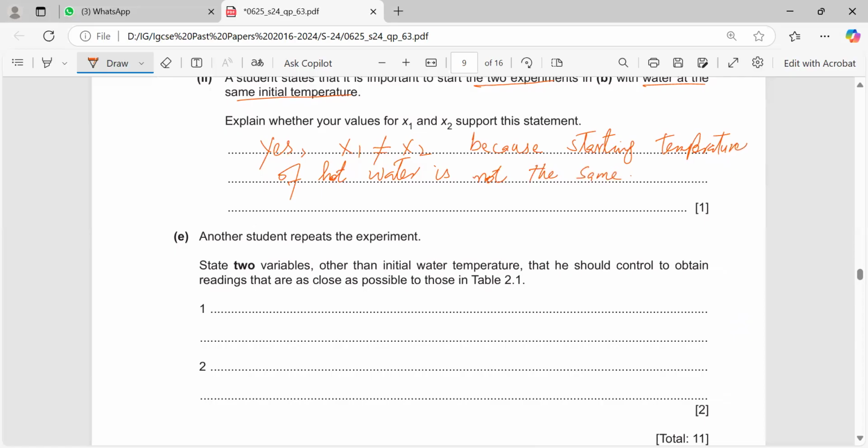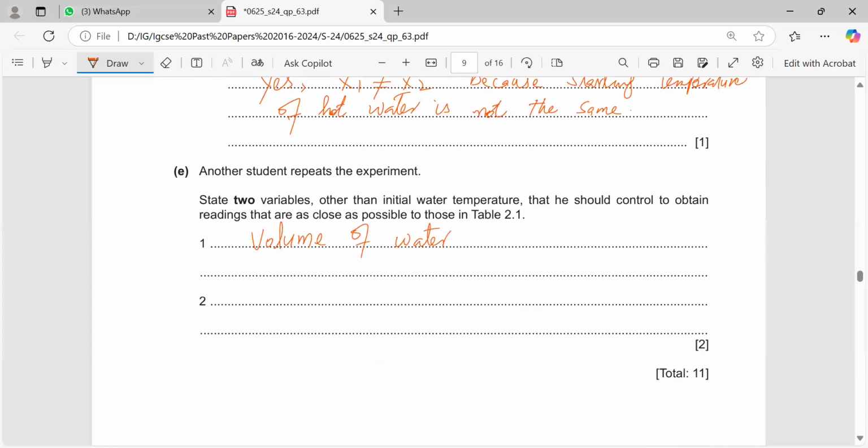State two variables other than initial water temperature that should be controlled to obtain readings as close as possible to those in table 2.1. Very simple: volume of the water, room temperature, even the surface area of the beaker, the size of the beaker. So I'm writing the formula one, very common: volume of water must be kept constant. Secondly, room temperature must be kept constant for the repetition of this experiment.